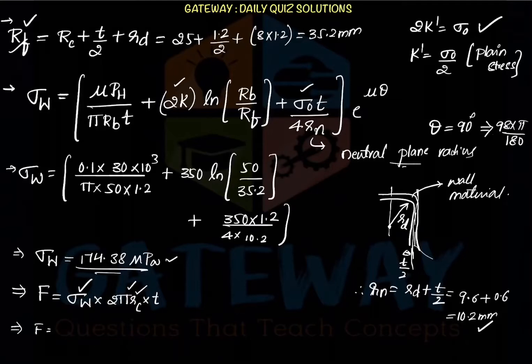We just now will calculate with sigma W. RC was known, nothing but the cup radius, the mean cup diameter was given as 50, then cup radius will be 25, T was 1.2. By calculating this, we will be getting our force value as 32.85 kilonewtons. This is our answer.